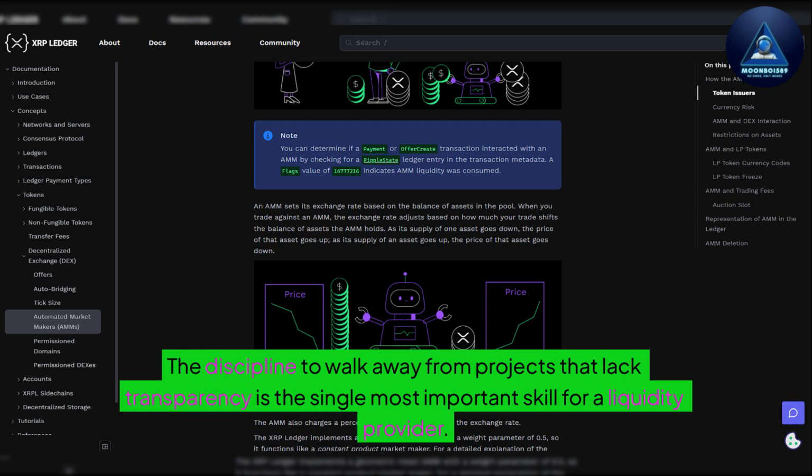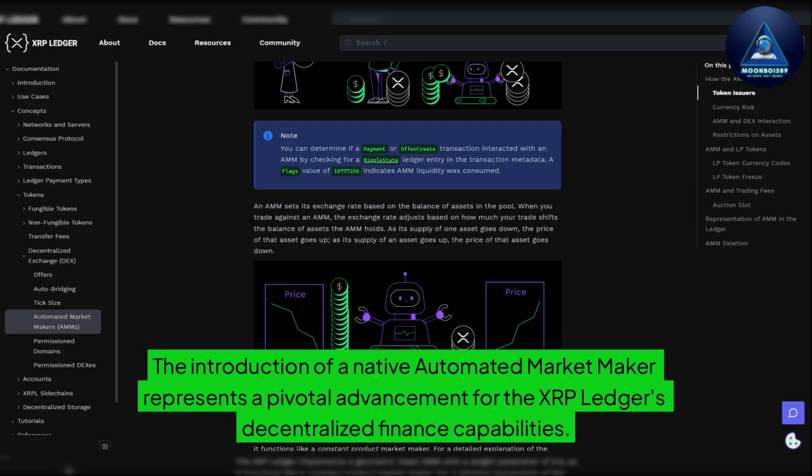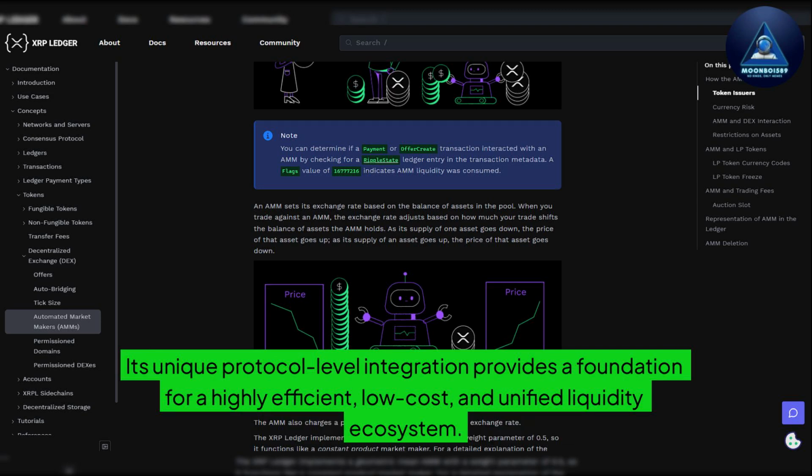Section 7: Conclusion and final recommendations. The introduction of a native automated market maker represents a pivotal advancement for the XRP Ledger's decentralized finance capabilities. Its unique protocol-level integration provides a foundation for a highly efficient, low-cost, and unified liquidity ecosystem. Features such as the direct integration with the order book DEX for optimized price pathfinding, the convenience of single-sided liquidity deposits, and the innovative continuous auction mechanism collectively position the XRPL AMM as a powerful and sophisticated platform for DeFi participants.